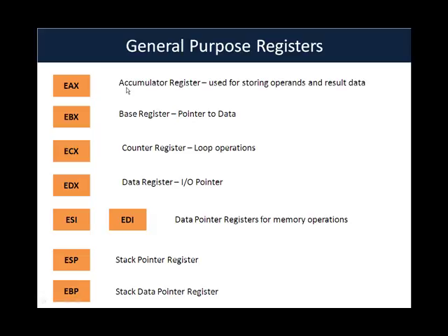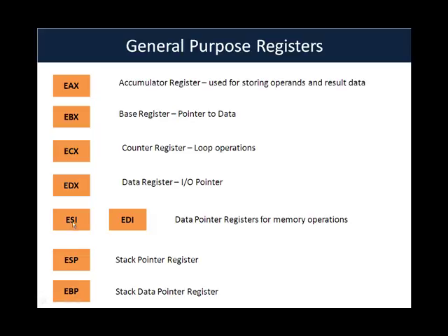EAX is nothing but the accumulator register, as it is called, and is generally used for storing operands and results data. EBX, or the base register, is generally used for storing pointers to data. ECX, also known as the counter register, is generally used in loop operations and string operations. EDX is the data register. Generally, it's also used as an input-output pointer.